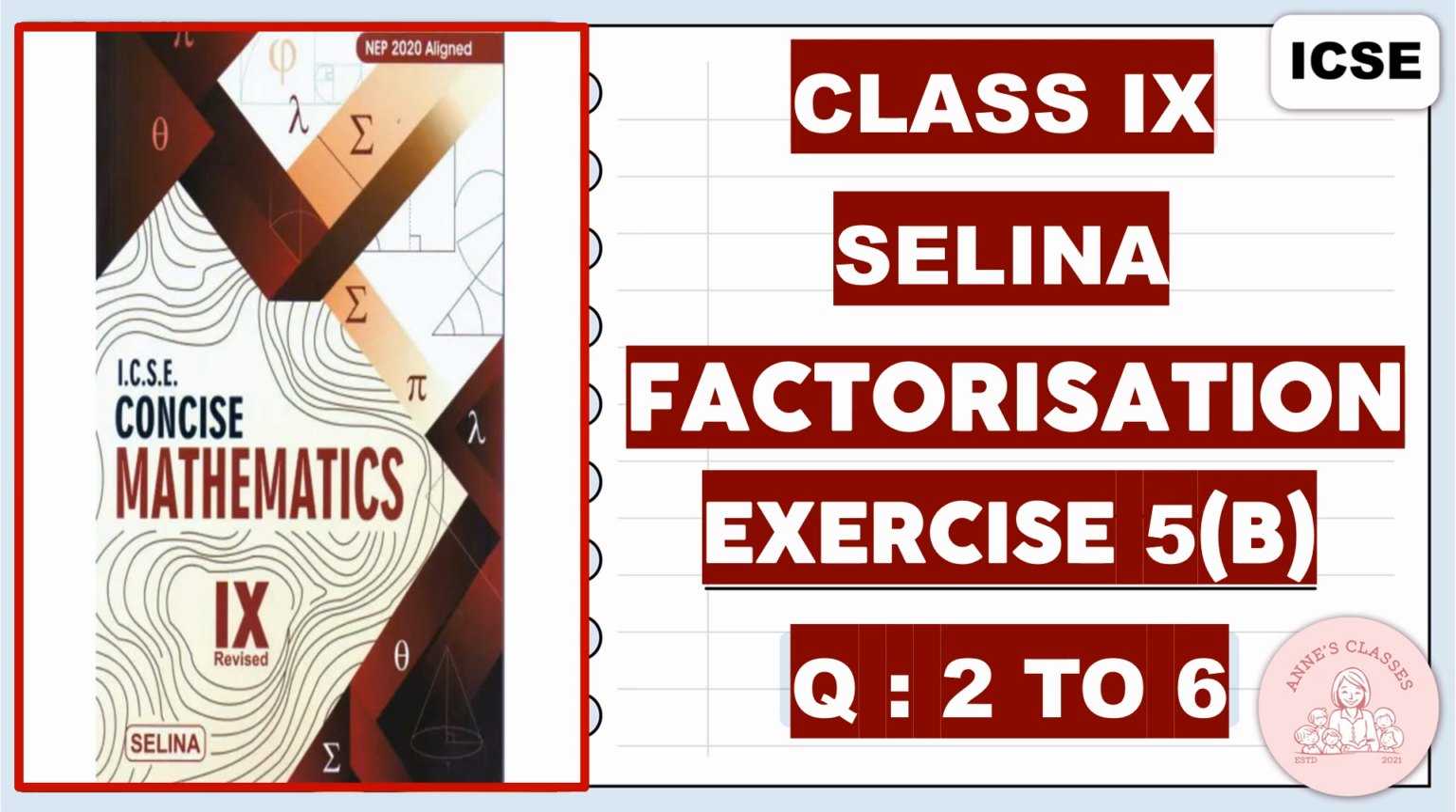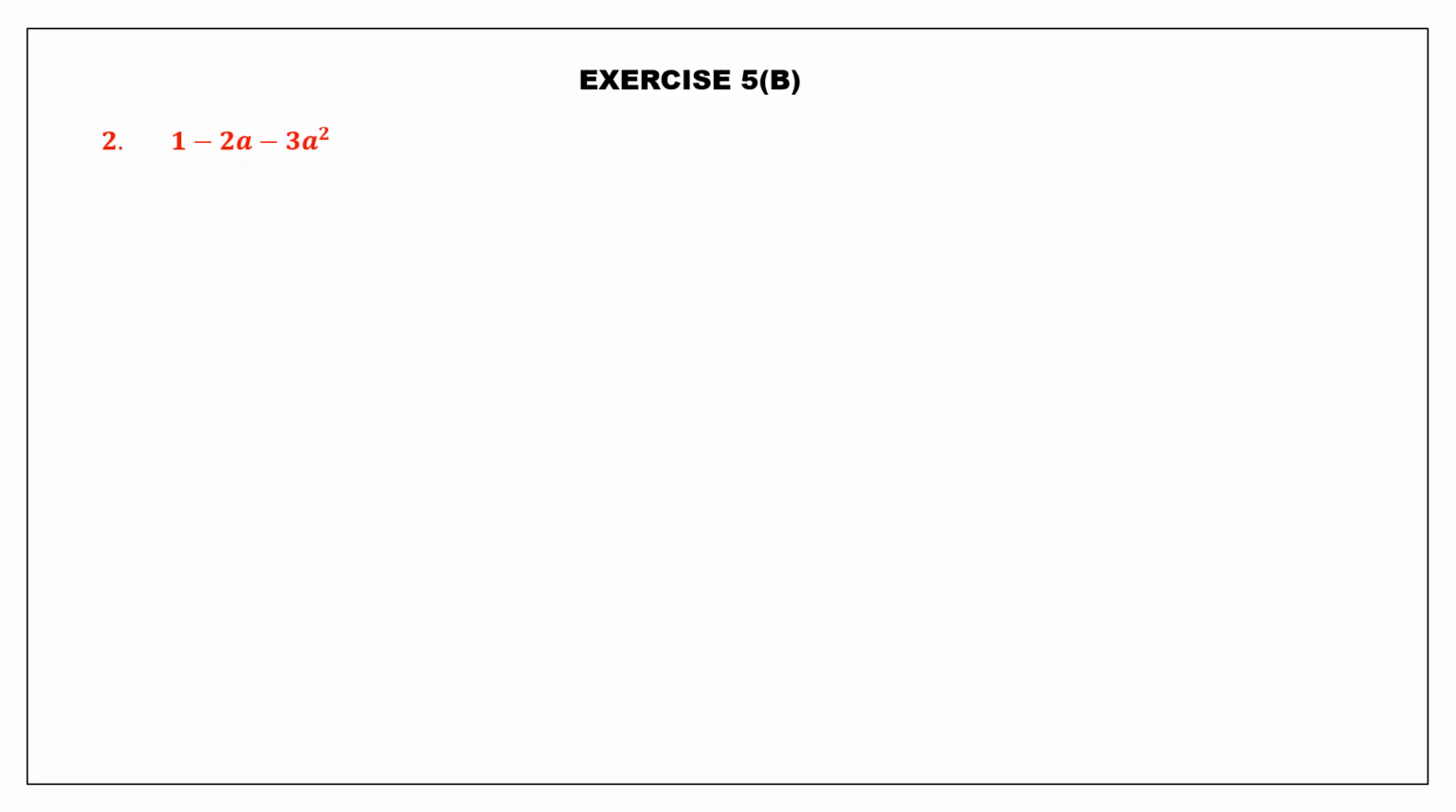Let's do factorization, exercise 5b. Exercise 5b, question 2, 1 minus 2a minus 3a square. So 1 is the constant, negative 2 is the coefficient of a, and negative 3 is the coefficient of a square. So we have identified the coefficients in this expression.